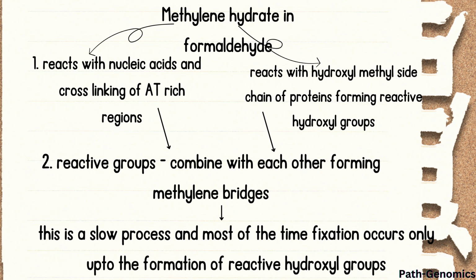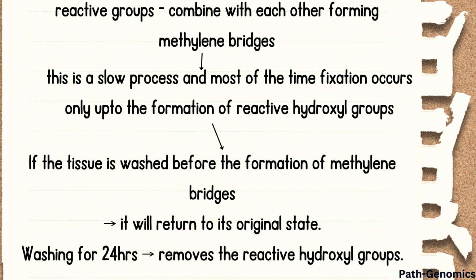This is a slow process, and most of the time fixation occurs only up to the formation of reactive hydroxyl groups. So there are two steps. 1. Formation of reactive hydroxyl groups. 2. Formation of methylene bridges. If the tissue is washed before the formation of methylene bridges, it will return to its original state. Washing for 24 hours in running tap water removes the reactive hydroxyl groups, bringing the tissue back to its original state.